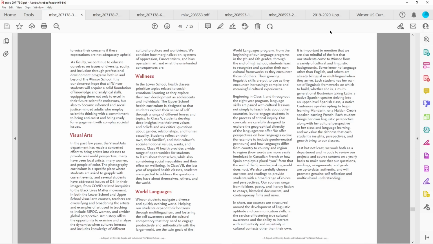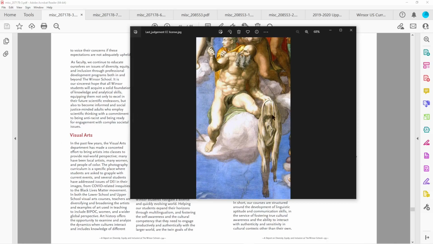Last sentence here. We consider how marginalization, symptoms of oppression, Eurocentrism, and bias operate in art, and what the unintended consequences are. Now, I thought that was a little ironic, just because they're talking about unintended consequences. And they may be very sincere that they want to bring all these things in, and that it's very important for artists to think about all these issues. But I think they do have an unintended consequence of potentially turning artists into this fellow right here.